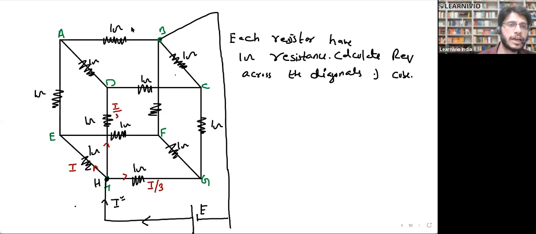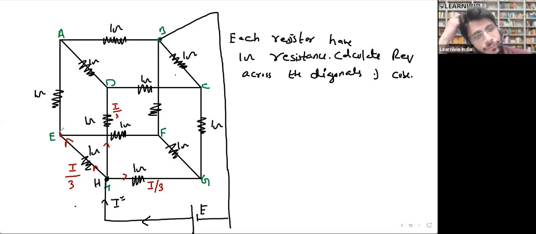When this I by 3 reaches point E, what happens with this current? It will again get divided into two more parts, and both the parts would be equal. If we divide I by 3 into 2 equal parts, then each part would be I by 6. I by 3 is coming here, it will divide into 2 equal parts, so this will be I by 6.